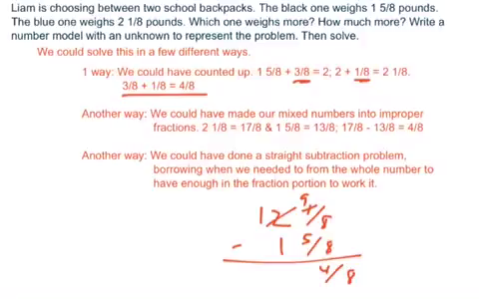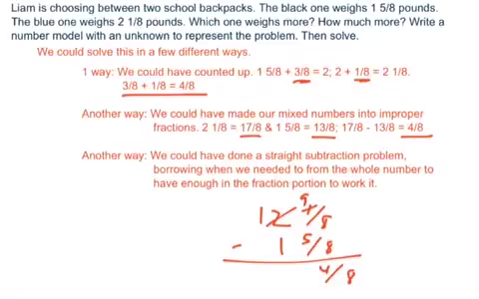Or we could have made our mixed numbers into improper fractions. To do that, 2 1/8, you know that each one in the 2 is worth 8/8. So 2 of them would be 16/8, plus that 1/8 gives me 17/8. And for 1 5/8, we know that the 1 is 8/8, plus the 5/8 gives me 13/8. If I take 17/8 minus 13/8, I'm again going to get 4/8. So that's another way I could do it.